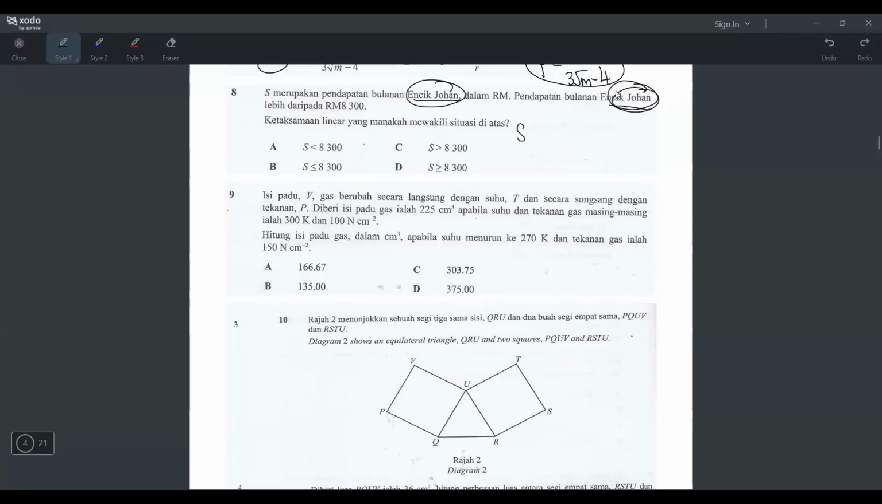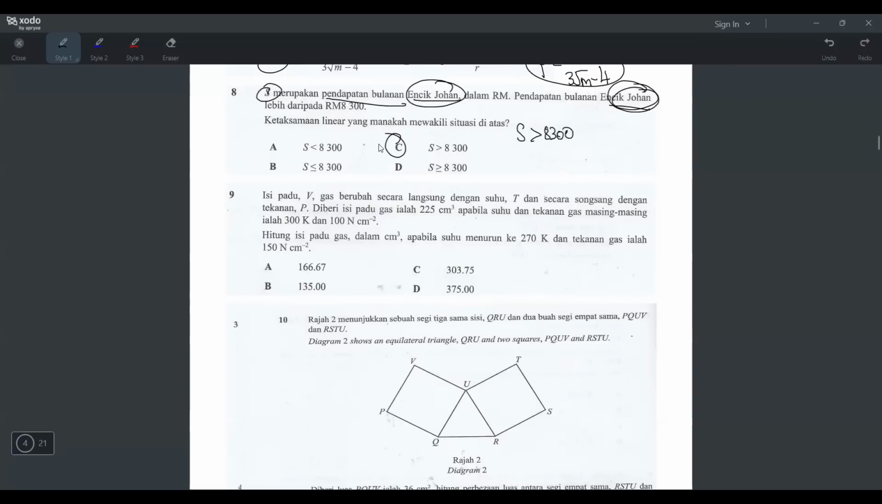And then now is the same person. Encik Johan punya pendapatan lebih daripada 8,300. Ketaksamaan linear yang manakah mewakili situasi di atas. Okay, kalau dia punya this and this is the same person, right? Maksudnya S, which is the pendapatan bulanan, kena lebih daripada 8,300. So lebih daripada 8,300. That's the answer lah. C lah. That's the answer.